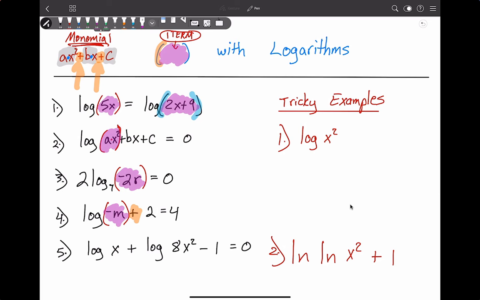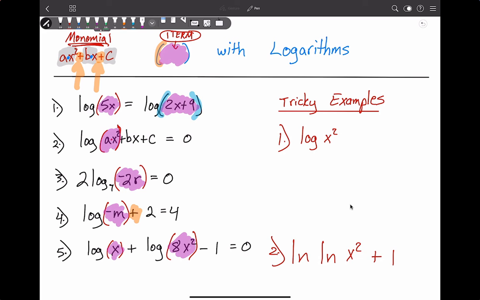Let's look at number 5. We have log of this term, and then we have 8x squared minus 1. Some people might think it's the whole thing, but again, when parentheses aren't written, it's only the one monomial term that follows the log, glued together with multiplication, that is the argument. This is the argument.